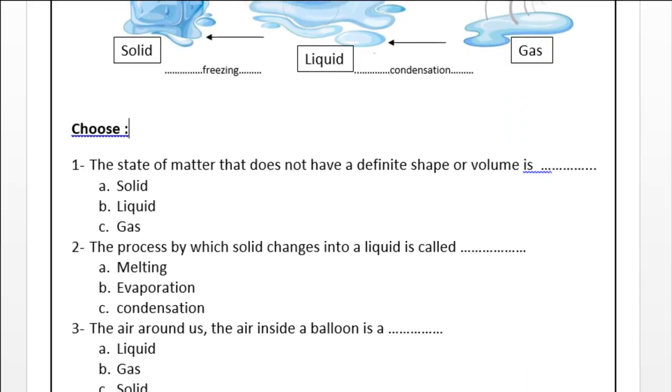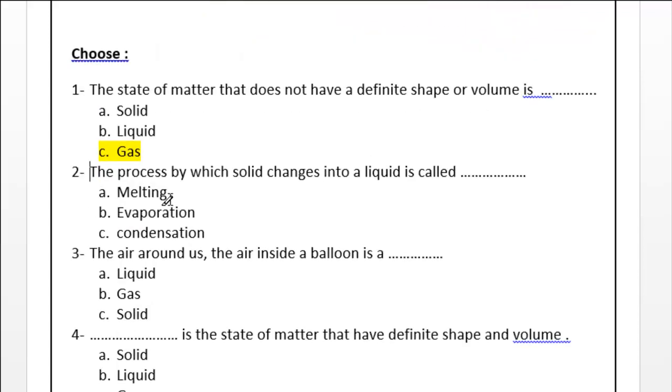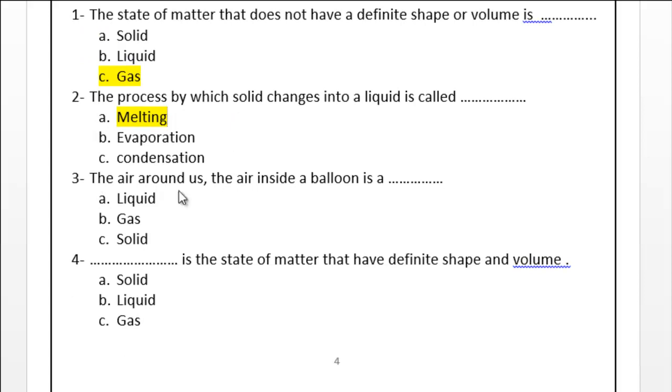It shows the state of matter that doesn't have a definite shape or volume. So the volume and the shape are not definite. It will be gas. The process by which a solid changes into a liquid is called melting. The air around us, the air inside a balloon, is gas.